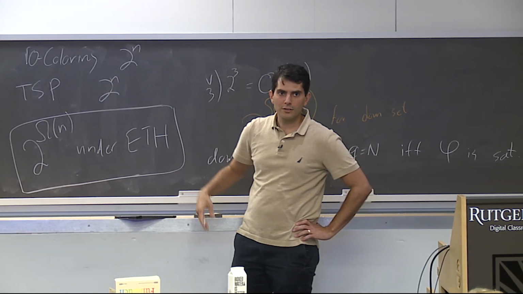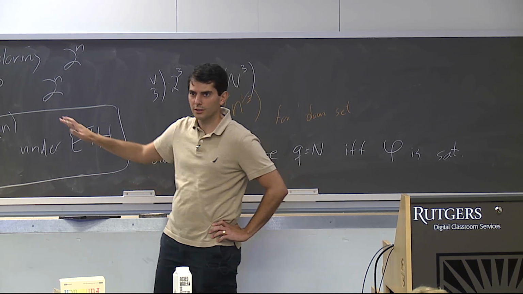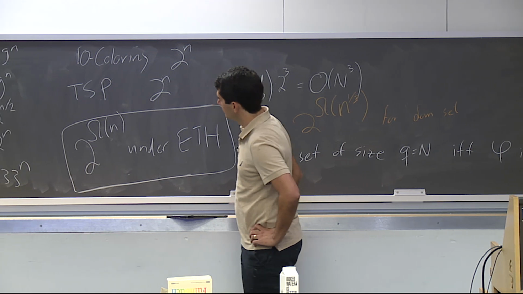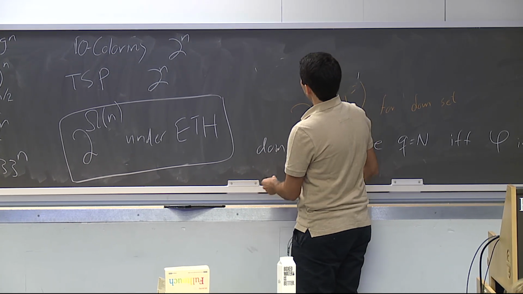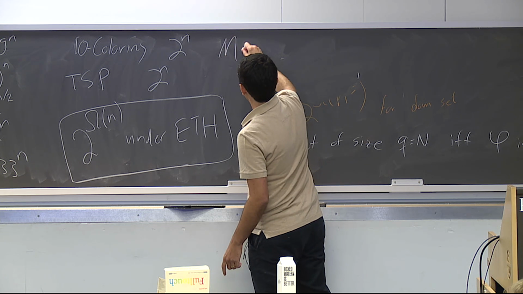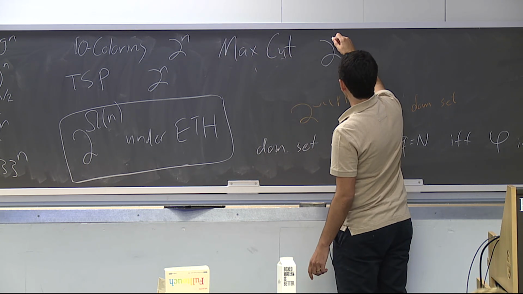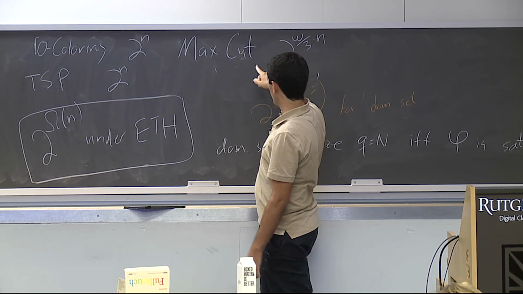But we would have liked to have SETH lower bounds for these things, and we don't. If you assume SETH, you don't get any lower bound for these problems. We mentioned one more, max cut. The bound is 2 to the omega over 3 times n, which is like 1.7 something.